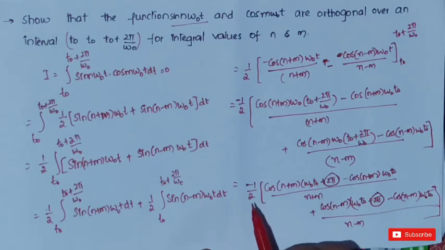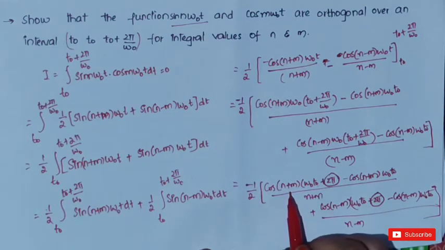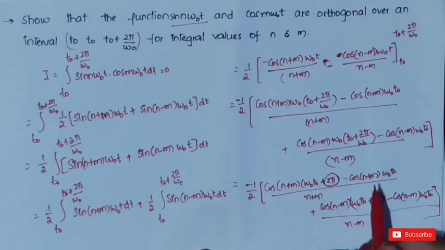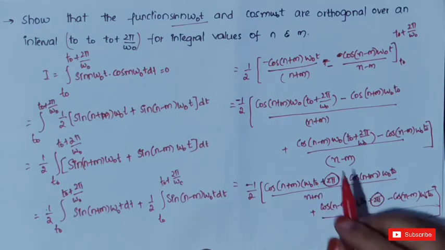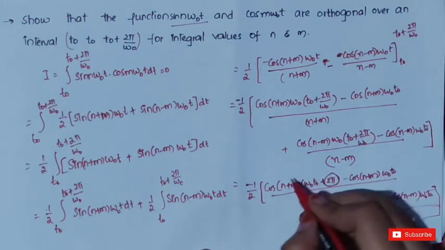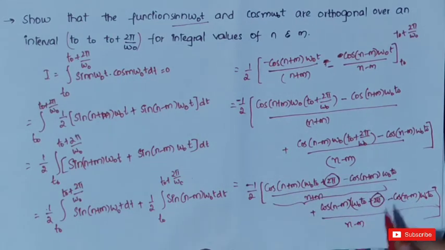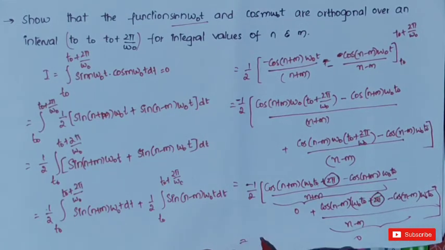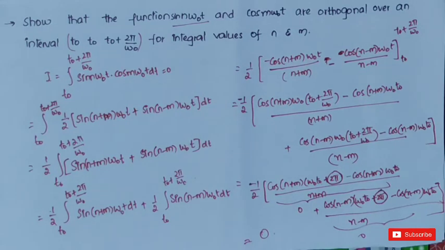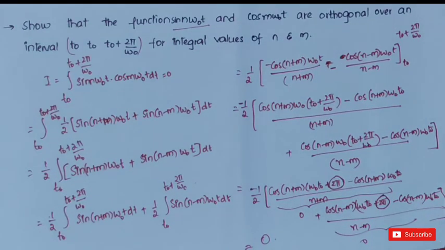So we will get finally minus 1 by 2 into cos of (n plus m) omega naught t naught minus cos of (n plus m) omega naught t naught, by (n plus m). So this value will become 0. In the same way, this value will also become 0. So minus 1 by 2 into 0 is nothing but 0. So this is satisfying the orthogonality condition.